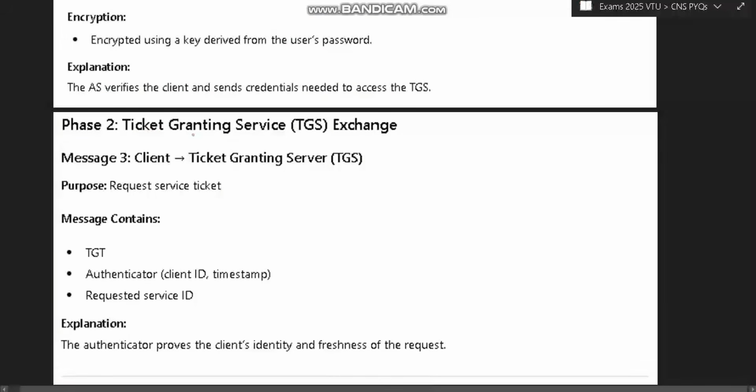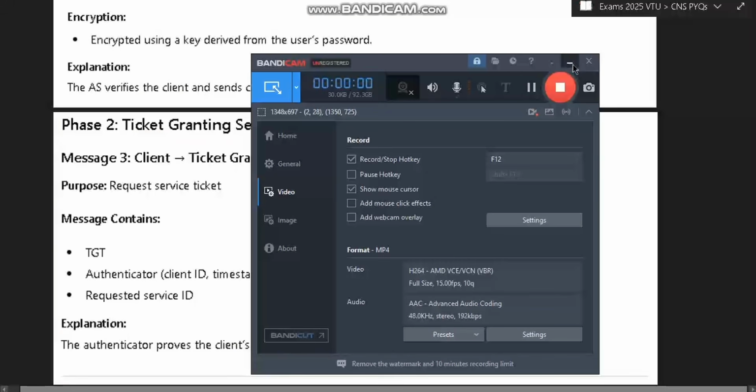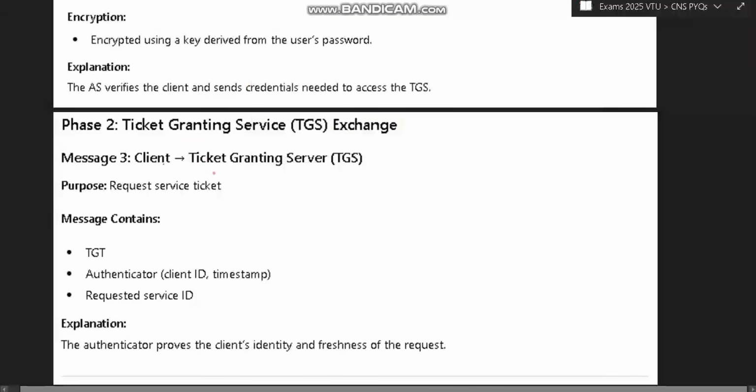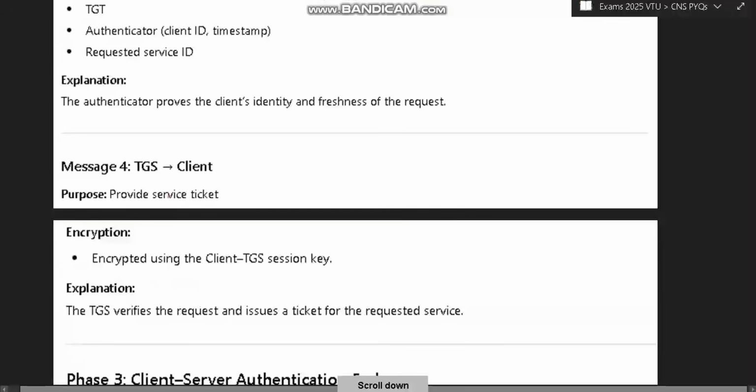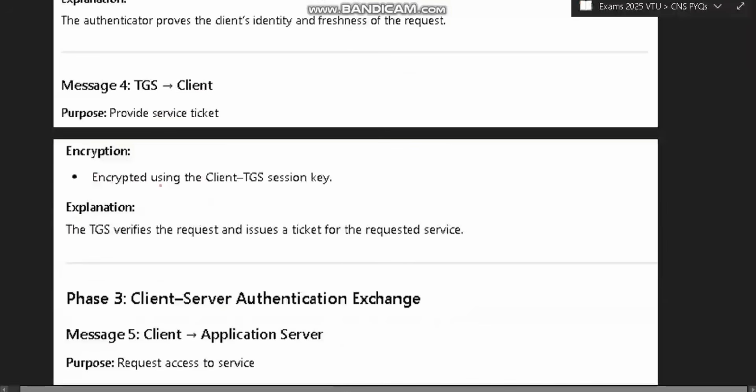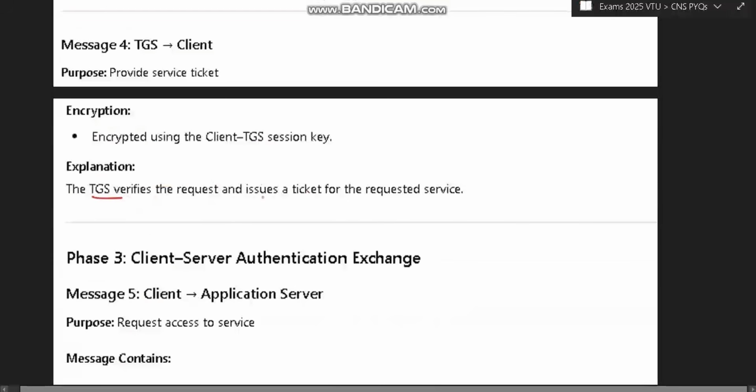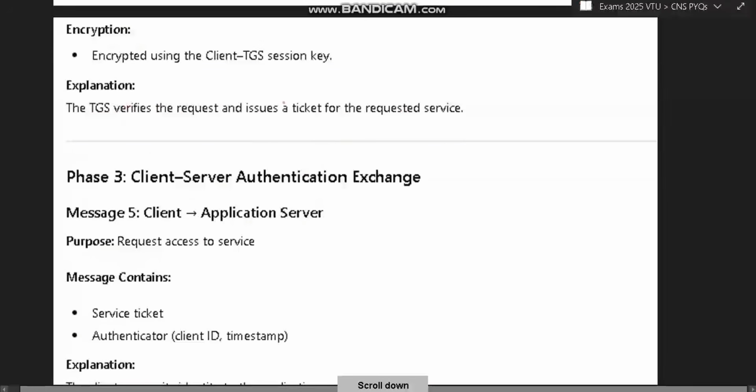After that, the second phase, TGS. The client requests a service ticket from the TGS, and that includes the TGT, authenticator, and requested service ID. The authenticator proves the client's identity and the freshness of the request. After that, the TGS replies back to the client, providing the service ticket, encrypted using the client-TGS session key. The explanation is that the TGS verifies the request and issues a ticket for the requested service.